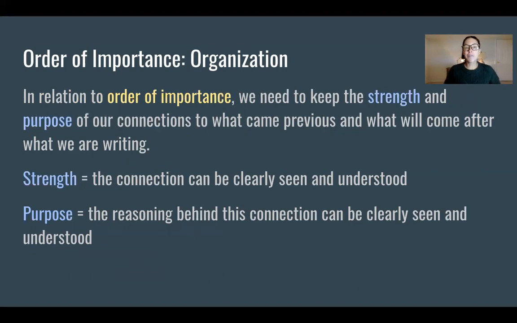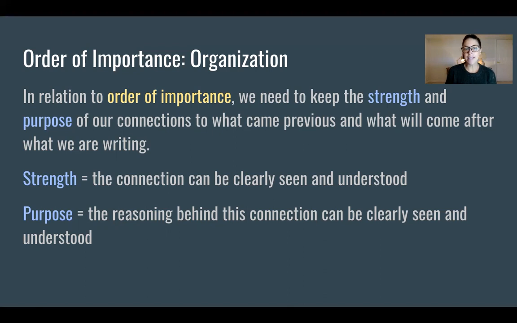When we're thinking about order of importance, we're thinking about organization. So we are thinking about how our paper is organized. Of course, we're going to have an introduction, we're going to have our body paragraphs, and then we're going to have a conclusion. But usually within our body paragraphs is when we get a little lost. You know, why would we put body paragraph number 1 as body paragraph number 1? Why would we put number 3 as number 3? What's our reasoning behind here? What is the connection? And that's where we are going to talk about strength and purpose.